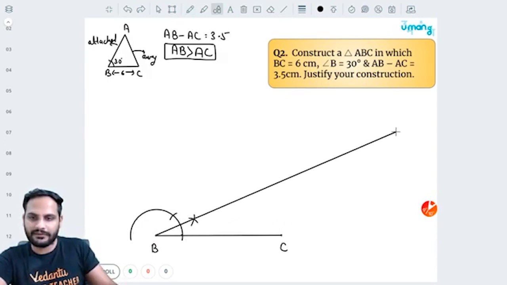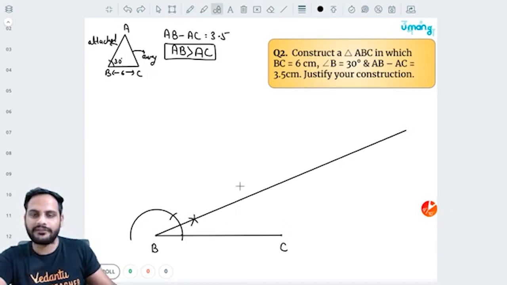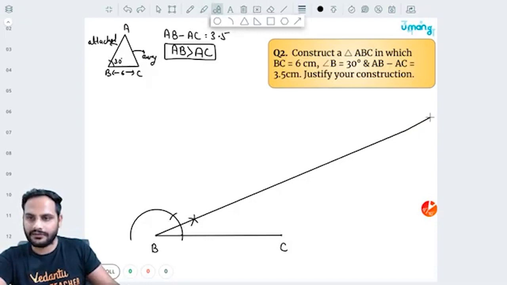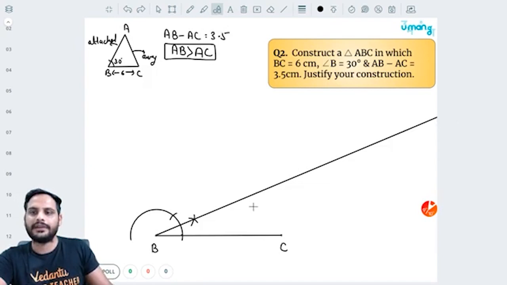So this will be your angle of 30 degree. Same thing we have done in the previous case also. Let's extend this further. So this is the angle of 30 degree we have drawn.